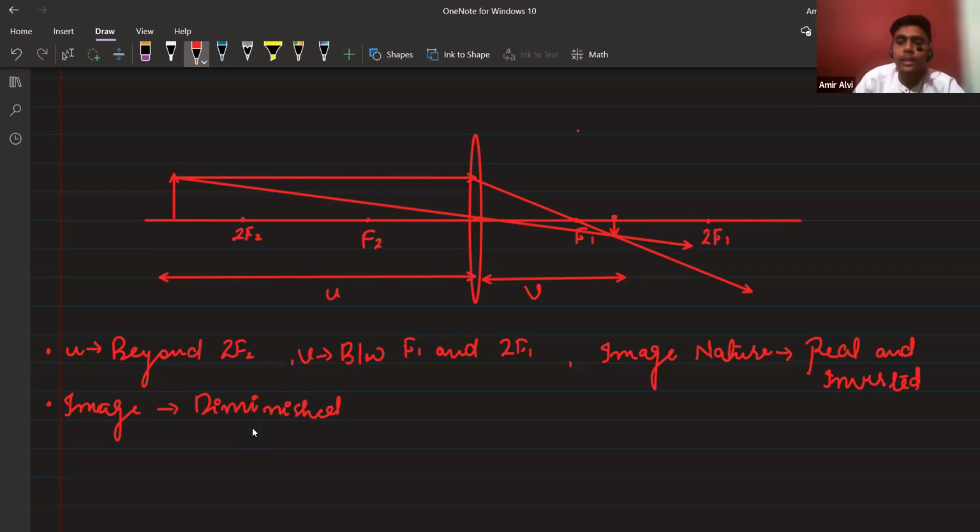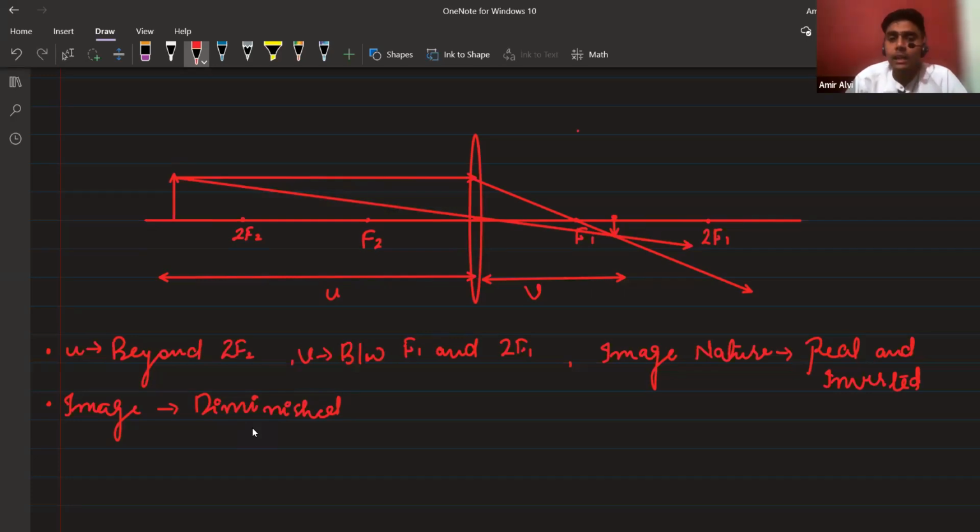First one is at the infinity. Second one is beyond 2F2. Clear? Now can you predict, if I place the object at 2F2, at what point the image will form? 2F1. Very good, very good.